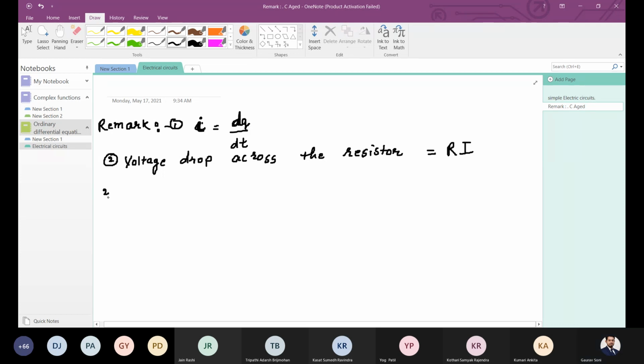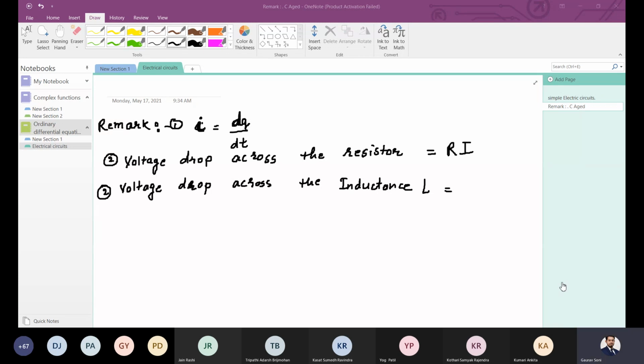Second, voltage drop across the inductor or the inductance, capital L. Yes. L di by dt. L into di by dt.